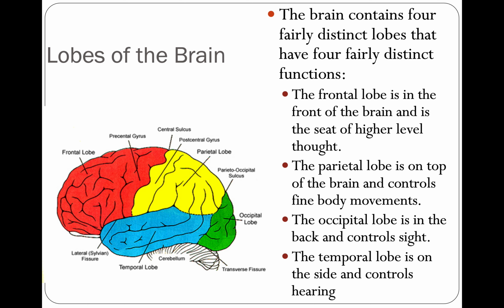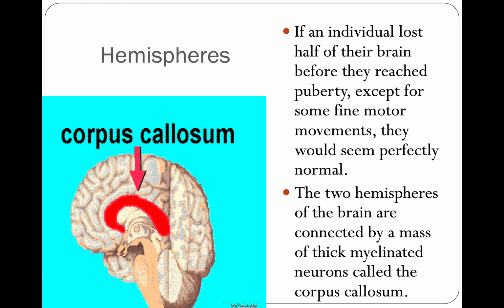And you can't process information that you hear. So that's one of the reasons why we ask you all the silly questions after you get hit in the head. If an individual lost half of their brain before they reach puberty, except for some fine motor movements, they would seem perfectly normal. They only have half a brain, yet their intellectual capacity is the same as it would have been.